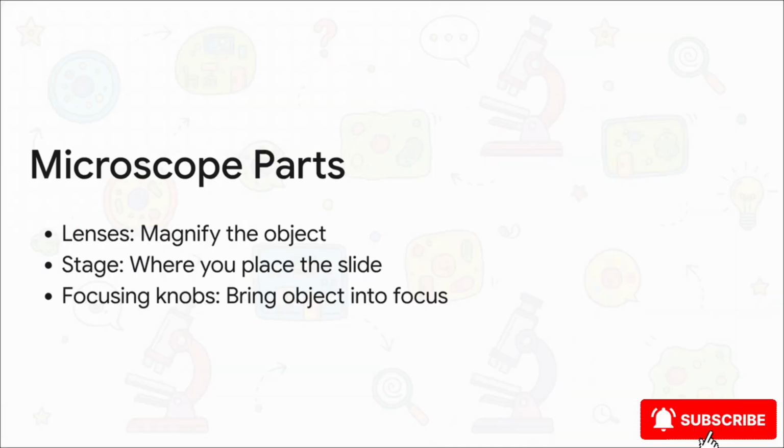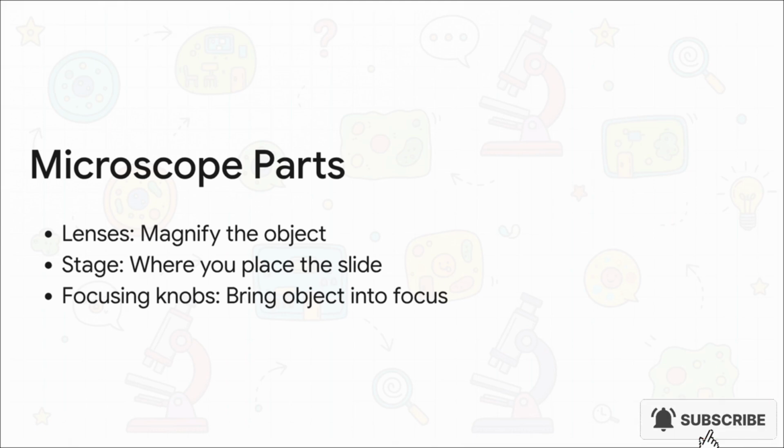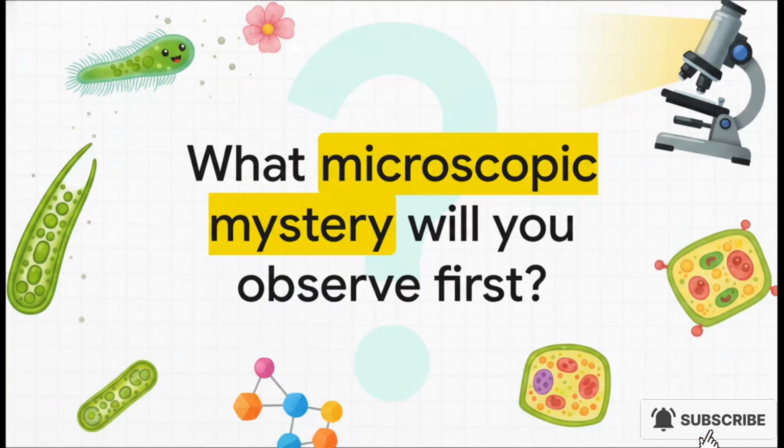Let's do a quick recap. The lenses, which is both the eyepiece and the objective lenses working together, magnify the object. The stage is that secure, flat platform where you carefully place the slide. And those focusing knobs, the coarse and the fine, you adjust those to bring your blurry object into sharp, crystal clear focus. And just like that, you now have a really solid grasp on how to safely handle a microscope, calculate its magnification, and reveal the hidden building blocks of life.